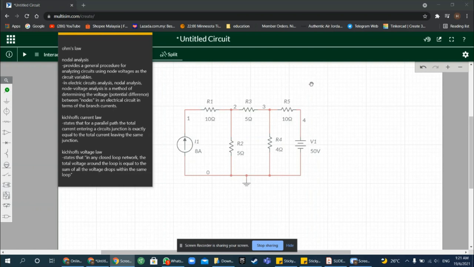Then we can use Kirchhoff's current law, which states that for a parallel path, the total current entering a circuit junction is exactly equal to the total current leaving the same junction, which means after we identify all the directions of the current flowing, we can calculate the I total of this nodal analysis circuit with independent source.